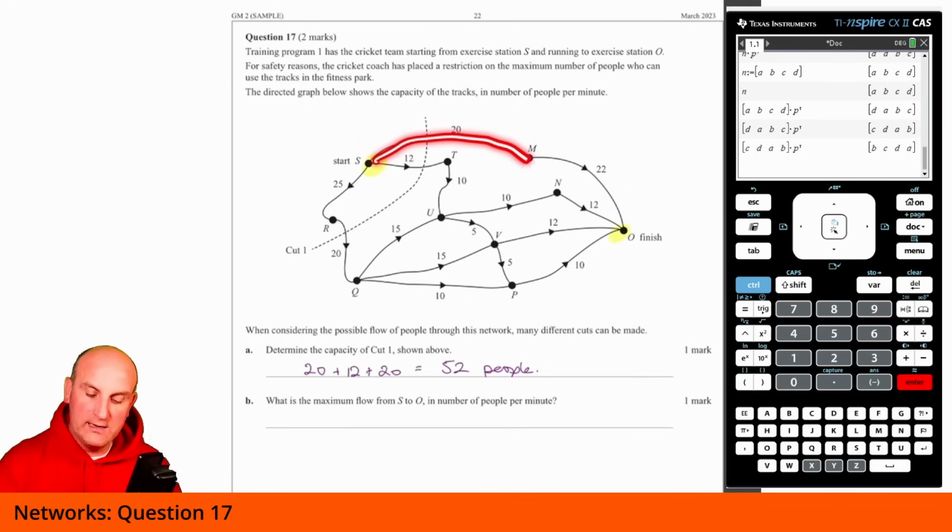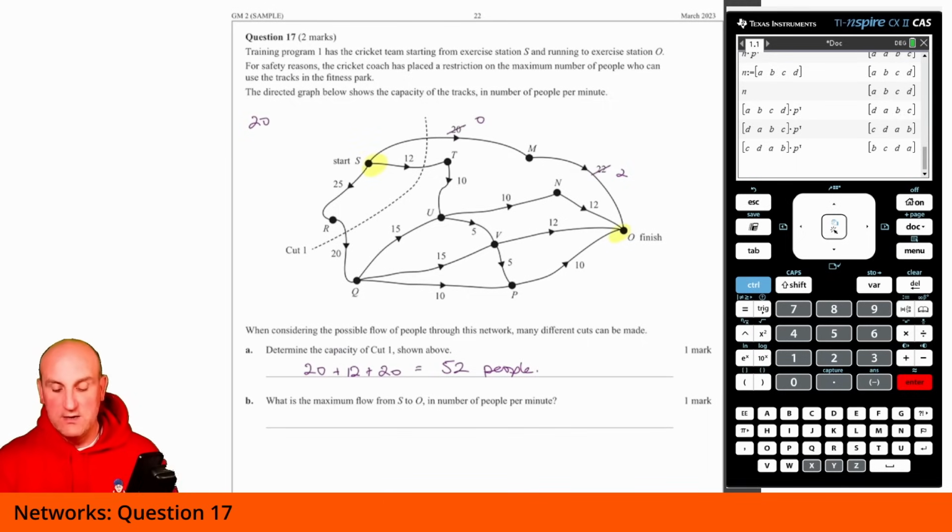So if I look at this one here, I've got 20 and 22. So the maximum I can get through those is 20. So I'm going to write 20 here. That becomes 0 and I have a capacity of 2 there, right? Because you never know, I might be able to try and squeeze stuff through M and O, but it's actually not going to happen. Next one I'm going to look at is this one here.